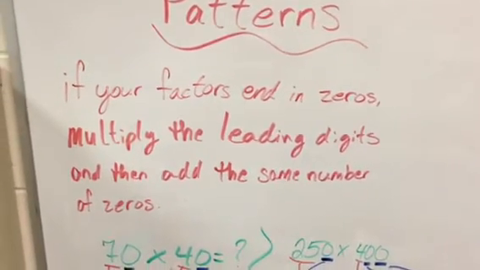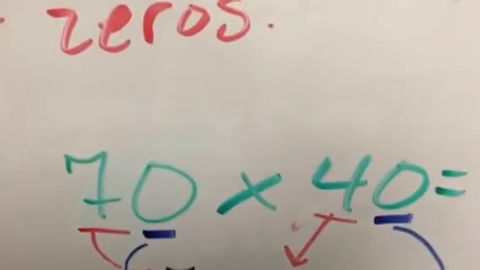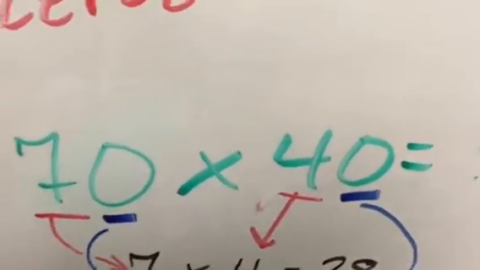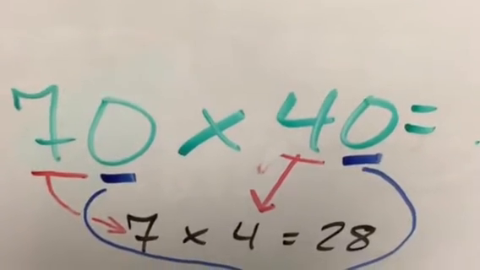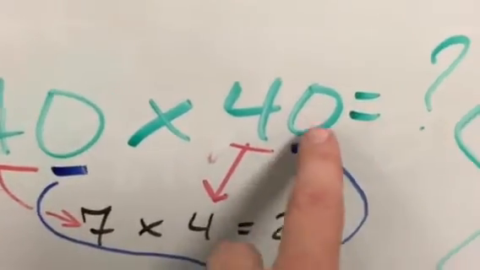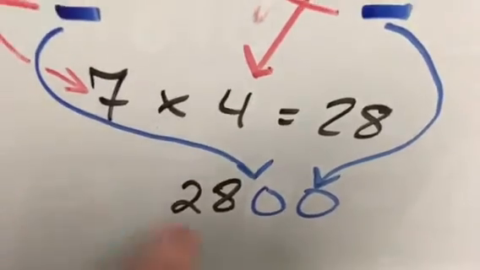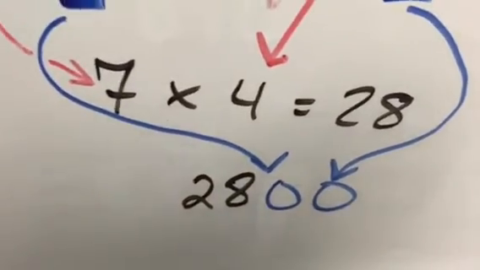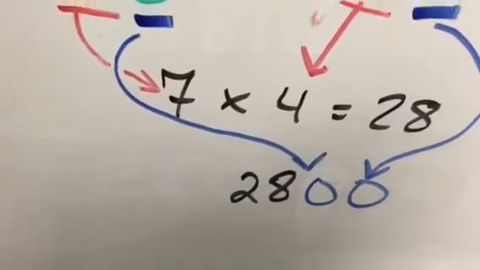So let me show you what that looks like. I have two examples down here. First one is 70 times 40. You just take the leading digit, which would be that first digit, so 7 times 4 equals 28. And then if you notice, I have 1, 2 zeros. So I take my 28 and I add 2 zeros, and guess what? 70 times 40 equals 2,800.